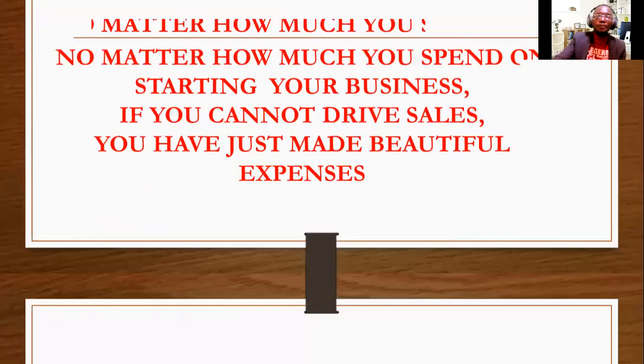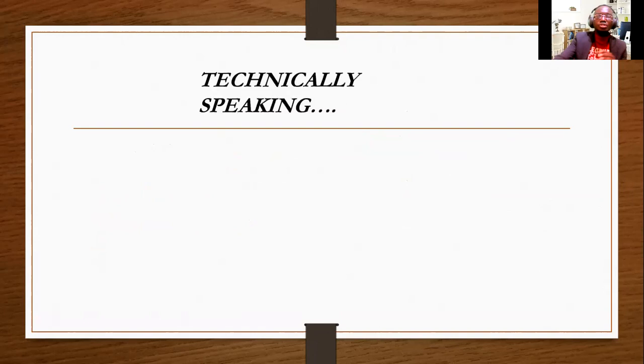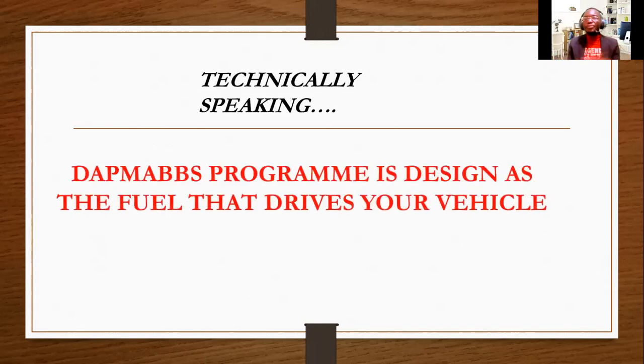Now, that's not all. I'm going to go into the technical part of it. You know, I love technicality as an engineer, but technically speaking, this is it. The Dappmap program is designed as a fuel that drives your vehicle. That's if you're a business owner. And if you're a brand builder, it's going to help you design a system that will serve as a fuel for the company you represent so that you can move and generate results even faster than you have ever imagined, because a lot of brand builders are struggling to build their brand right now.